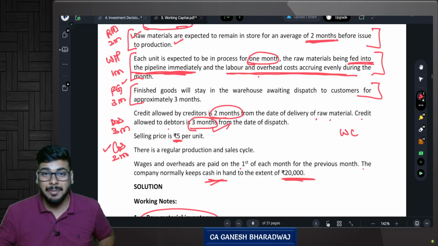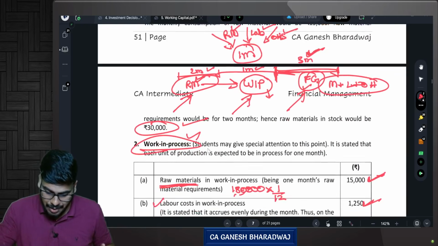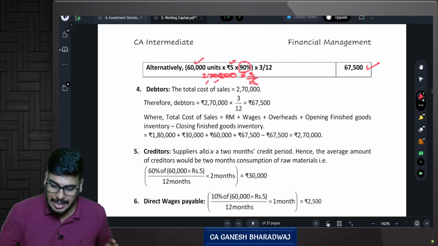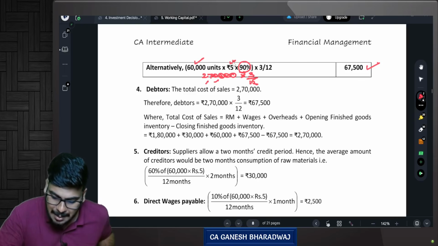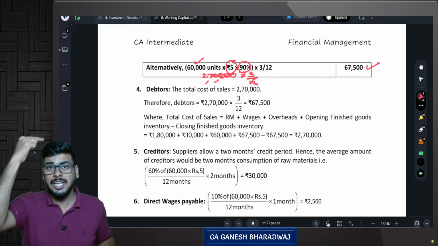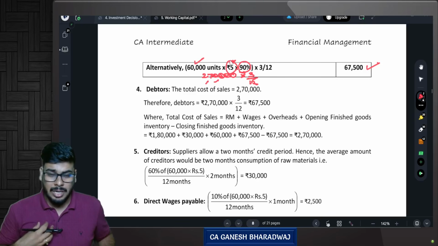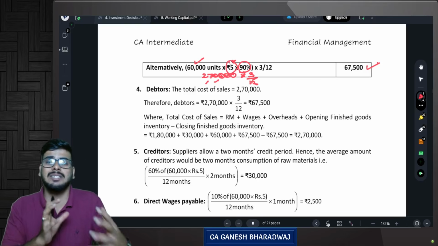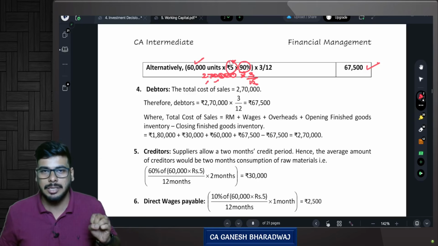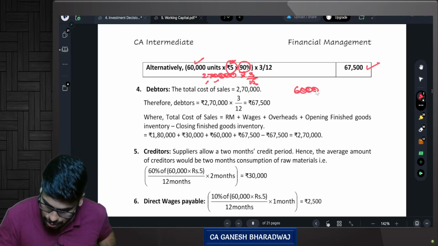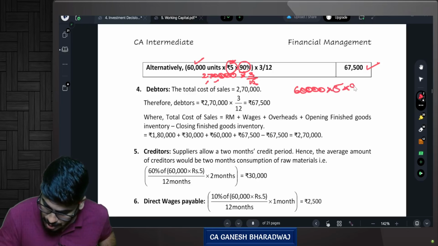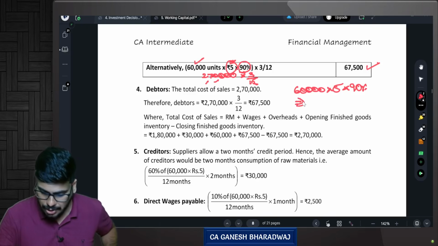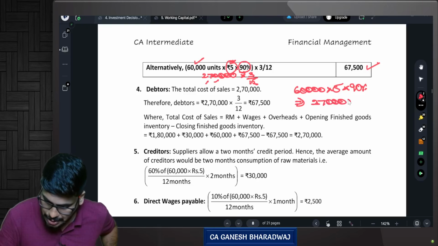Now for every unit sold, what is the selling price? The selling price is 5 rupees, correct? Now this 5 rupees includes profit margin. Is profit an amount that I need to block? No. What is the amount that gets blocked in my business? Only the cost, correct? Can I say 60,000 units into 5 rupees into 90% is the overall cost of sales pertaining to the entire year, which is 2,70,000 rupees, correct? Yes.